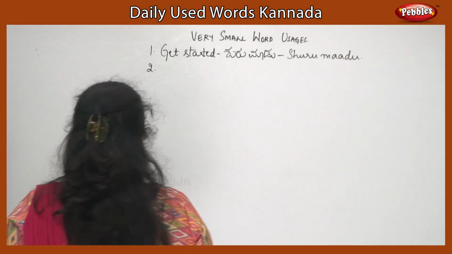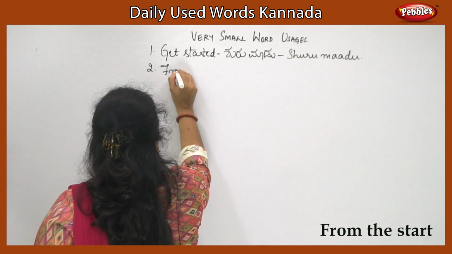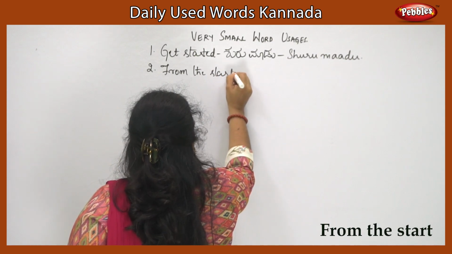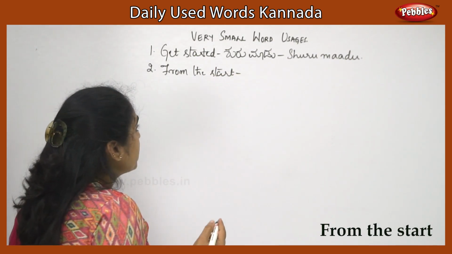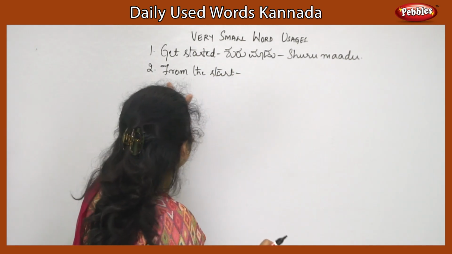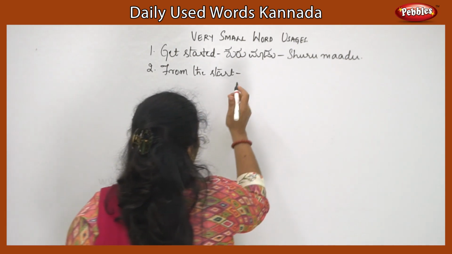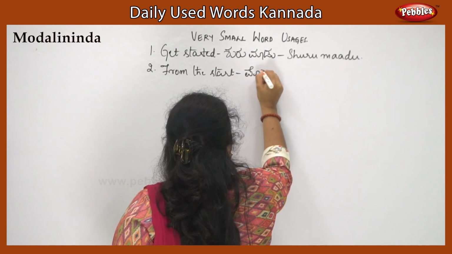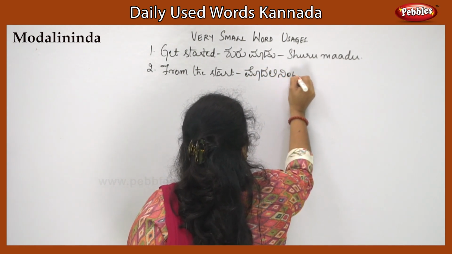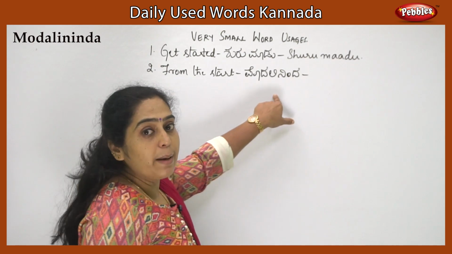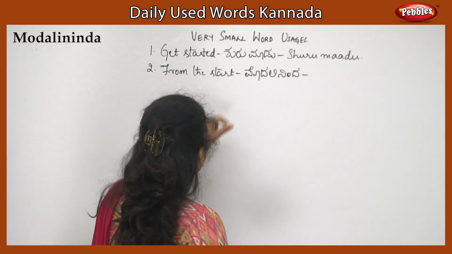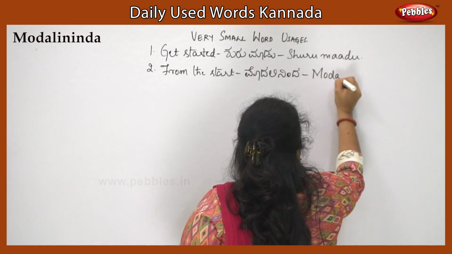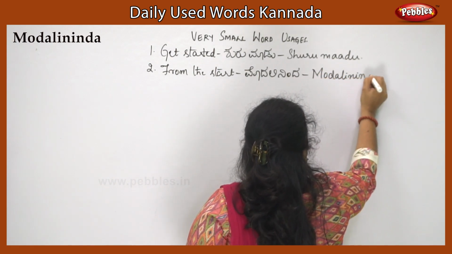Second one is from the start. You will say to children, right? You start the tables from the beginning. You start from the start. So it's like that, from the start. Modalininda. You say modalininda tables na helu. Like that. From the start you tell the tables modalininda. So that is modalininda.